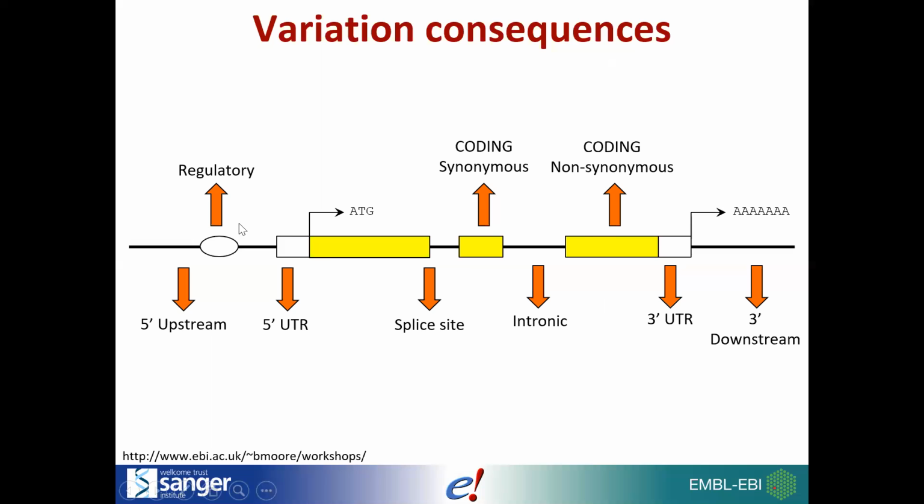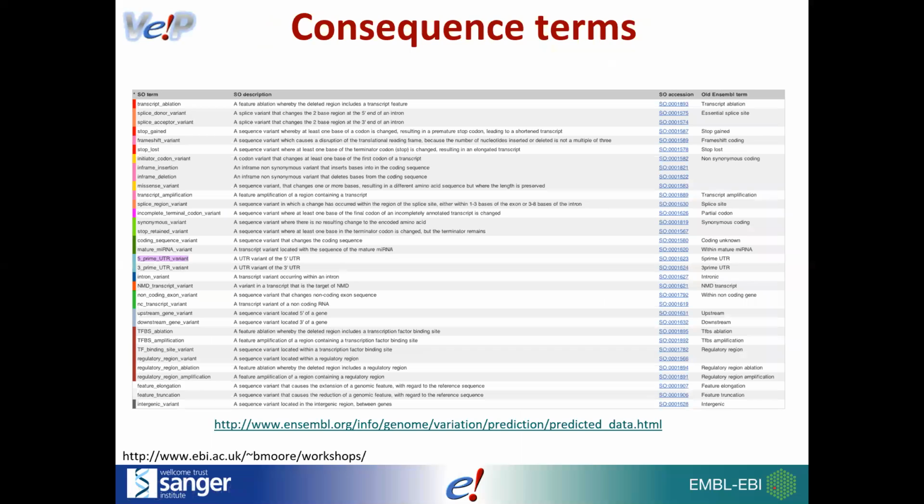Just remember that not all variants have equal consequences, so some of them lead to changes in the protein and some of them don't. And now the consequence terms, there are lots of different ones which have been created into a full ontology. Sequence ontology, SO, includes a lot of terms which are specific to variants.